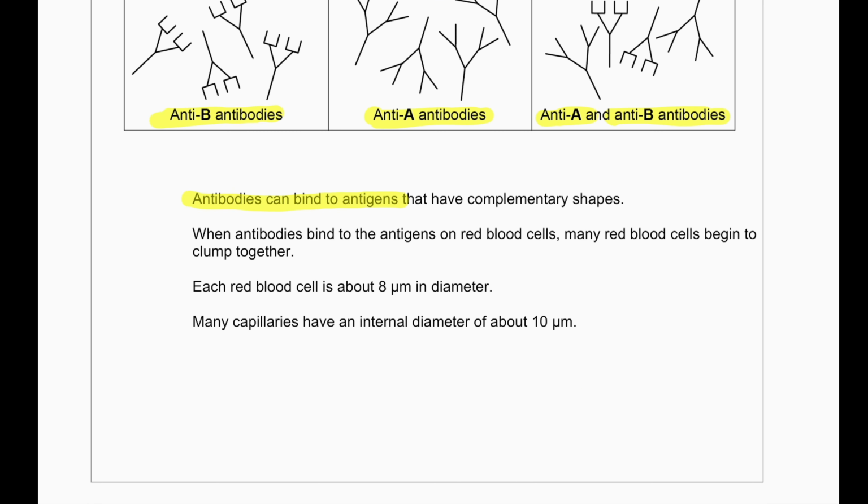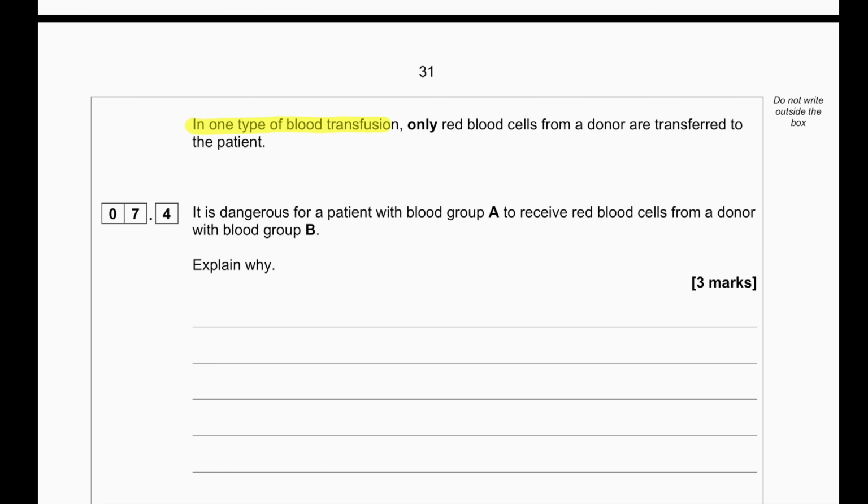Antibodies can bind to antigens that have a complementary shape. When antibodies bind to the antigens on red blood cells, many red blood cells begin to clump together. Each red blood cell is about 8 micrometres in diameter. Many capillaries have an internal diameter of about 10 micrometres. In one type of blood transfusion, only red blood cells from a donor are transferred to the patient. It is dangerous for a patient with blood group A to receive blood group B cells from a donor. Explain why.